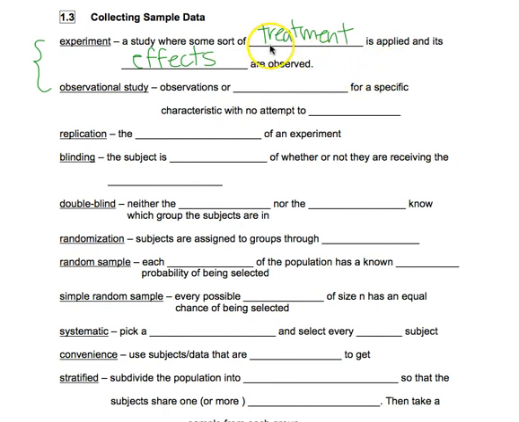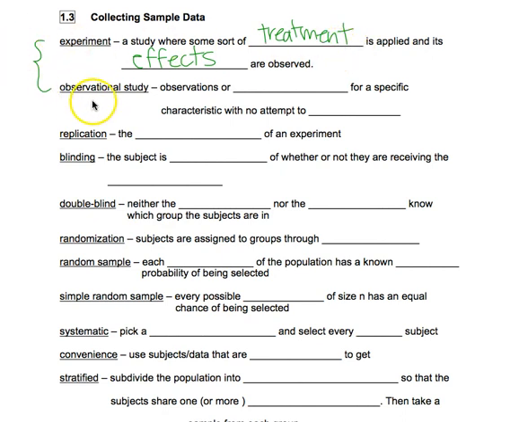So perhaps I am trying out a new method of teaching and I'm applying that new method of teaching to one class and not another. And then I'm observing the effects. So what's happening as a result of this new method, for example. That's an experiment. There's some sort of treatment.